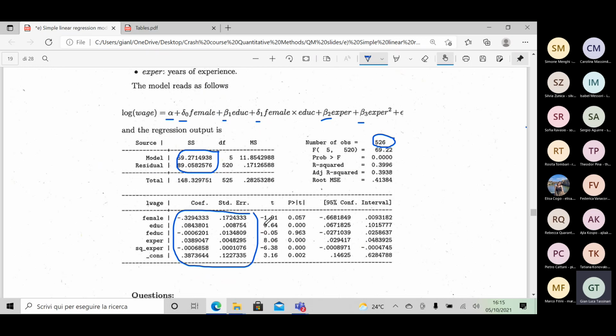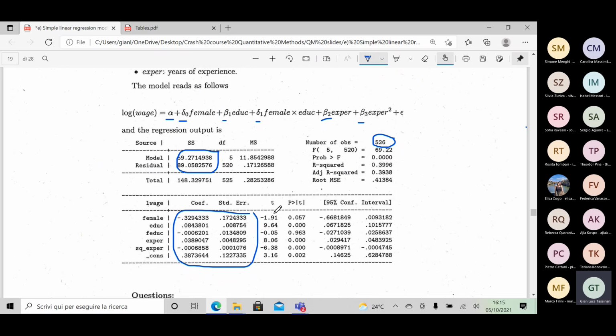The one below, for example, this 9.64, is the statistic test associated with the test in which under the null you have beta 1 equal to 0, under the alternative you have beta 1 different from 0.